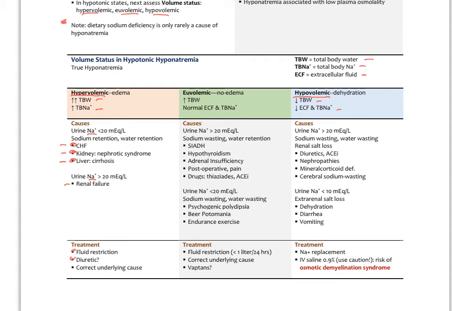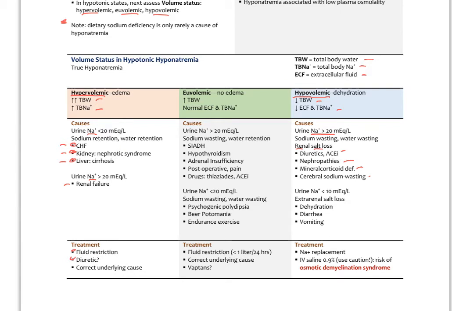The most common would be either a kidney cause, so we get what's called renal salt wasting, and that could be from different nephropathies, but also diuretic use, even ACE inhibitors, mineralocorticoid deficiency, or what's called cerebral sodium wasting. All of these would cause an increased sodium excretion through the urine, and that can cause hyponatremia.